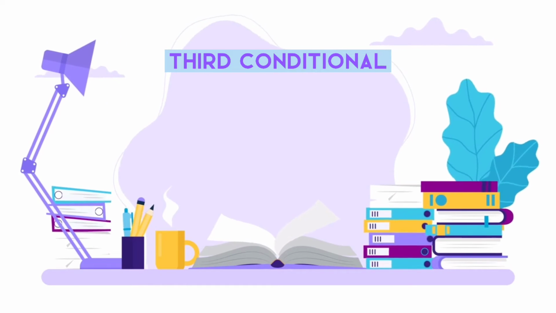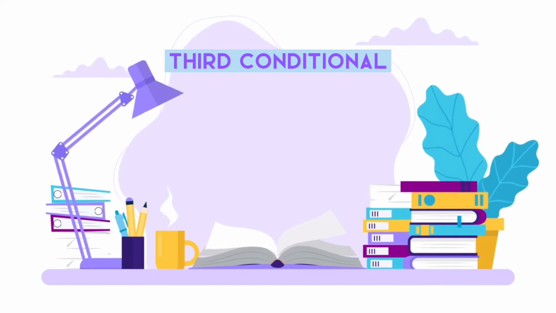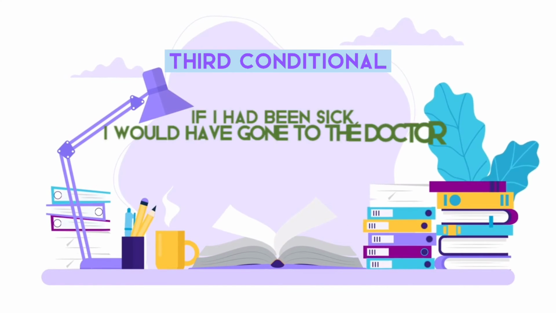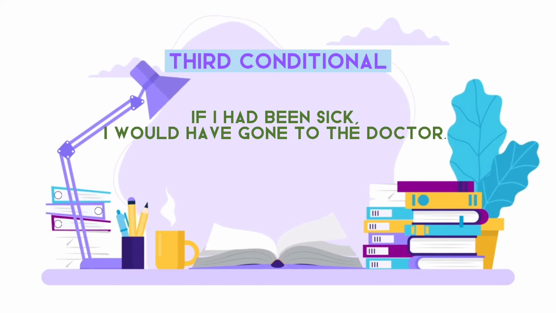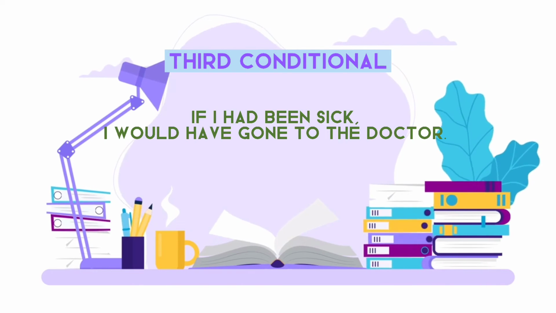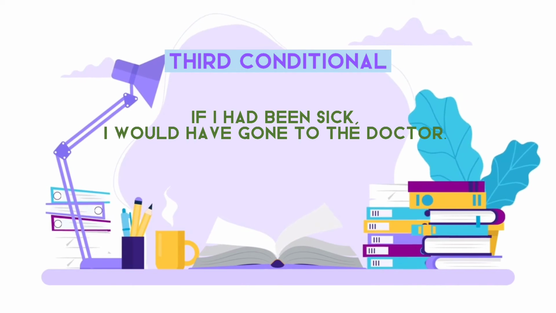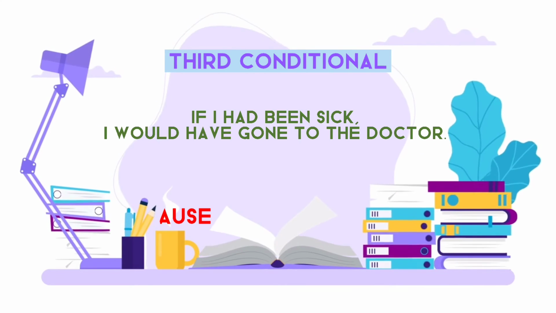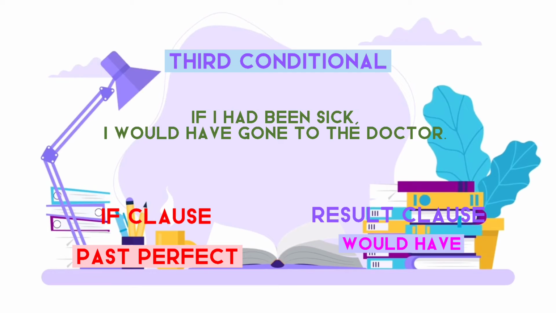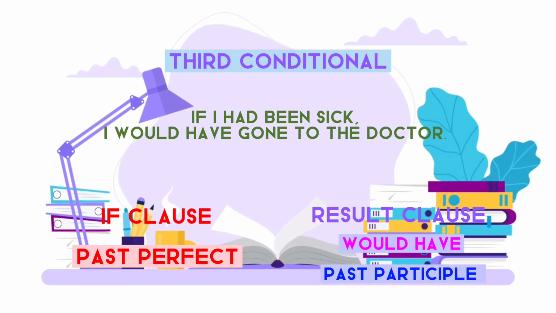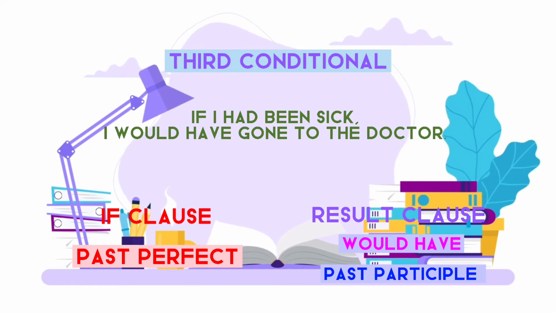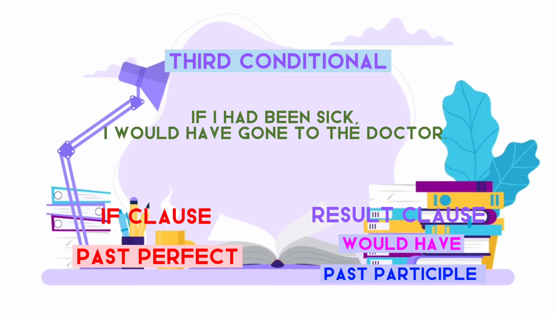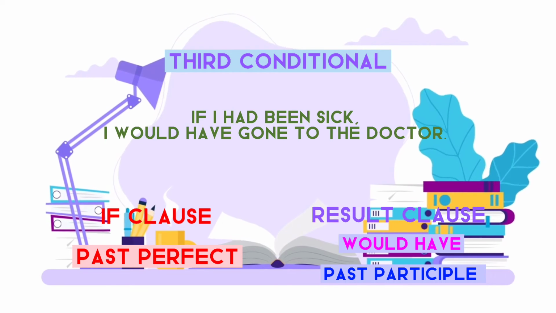And last, we have the third conditional. The third conditional is the past unreal conditional. For example, if I had been sick, I would have gone to the doctor. So we use this structure to imagine a different past, different to the one that actually happened, right? We use if with the past perfect and would have with the past participle. Just to be clear, the if clause didn't actually happen, but I'm imagining the result if the past was different.